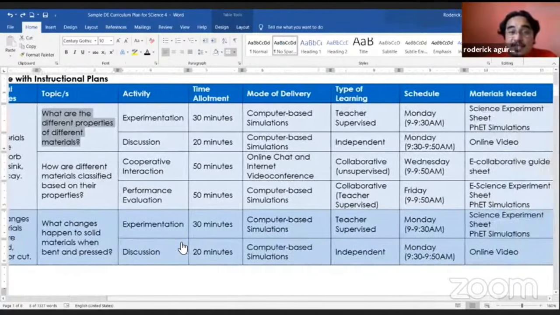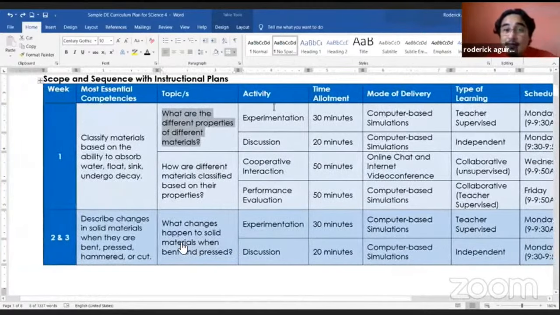Pagdating po sa activity, itong module po, ang ginamit ko po na pedagogical design. Remember, sabi nga natin, it's scope and sequence, pedagogical design, and we have the instructional plan. So ito po ay pinagsama ko ang scope and sequence and instructional plans. So ito po ang pedagogical. Ang pedagogical na ginamit ko po sa science ay inquiry-based approach. So inquiry-based approach ang ginamit ko sa science na design.